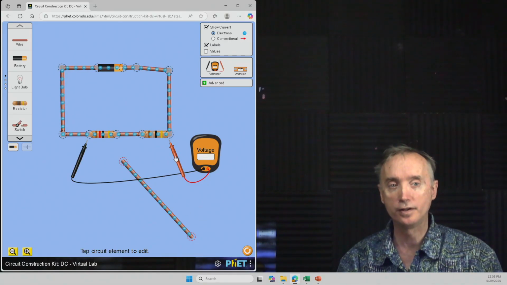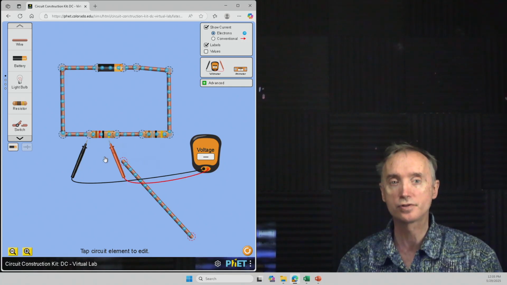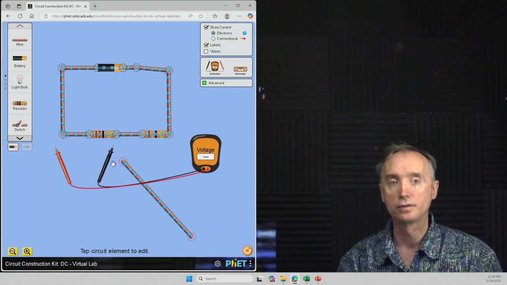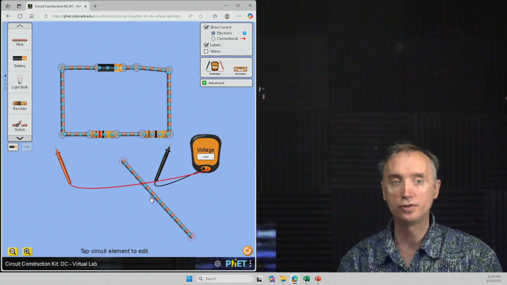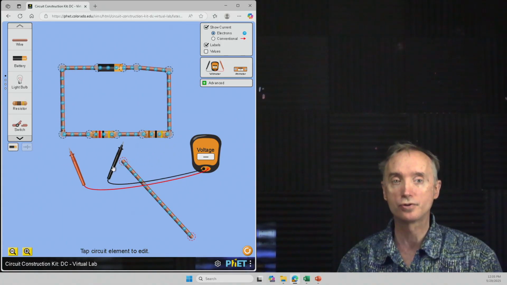Another thing that you might find interesting is reverse the probes and see what happens. You should notice it's the same number, but the sign changed. So if you ever get a negative number, then that just means to reverse your probes.